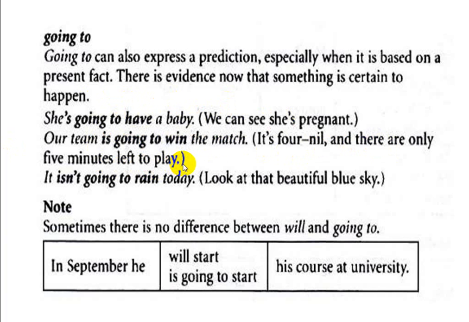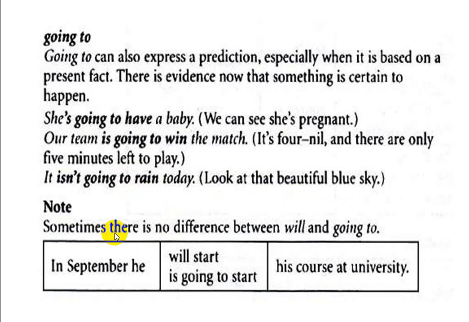There is evidence that our team is going to win because it is 4-0, so surely the team we support is going to win. It isn't going to rain today. Look at the beautiful blue sky. So there is evidence that it is not going to rain. Why? Because there is a beautiful blue sky.